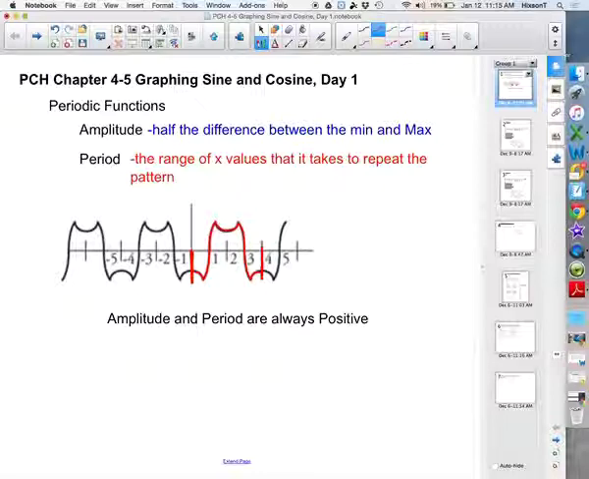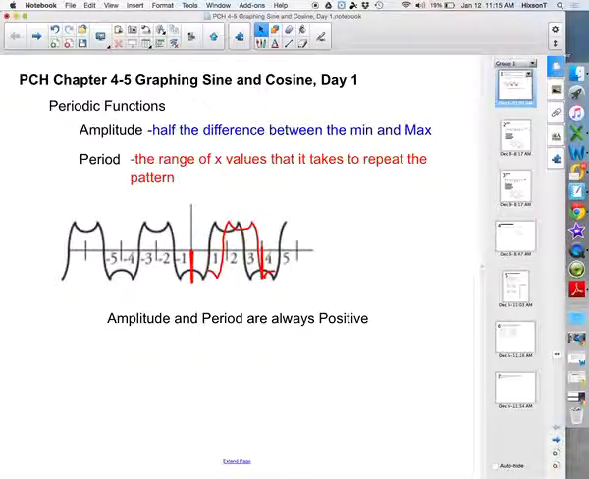And I could take that and I could move that over here and I'll have exactly the same thing. I could move it over here and I'll have exactly the same thing. Or over here. Okay? This pattern just repeats over and over and over again. That pattern is what's known as a period of the function.